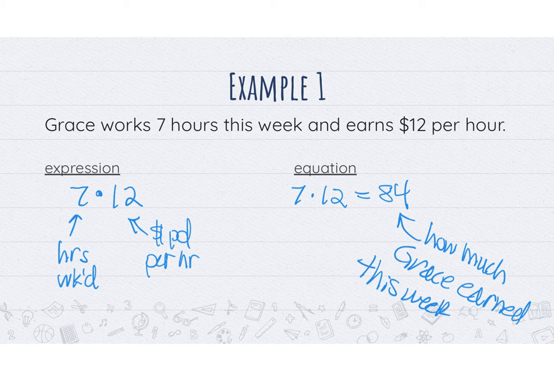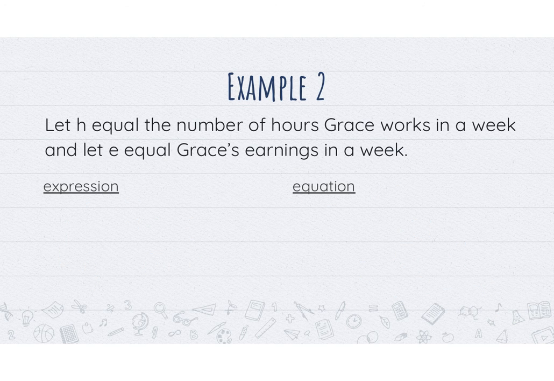So the difference is that the algebraic expressions and equations can be used to generalize or to represent this situation. But we want to see how to generalize that. So we're going to look at another example. So this is very specific to this particular week where Grace worked 7 hours. So what if we don't know what week it is and how many hours she worked? That's going to be generalizing our information, our example. So let H equal the number of hours Grace works in a week. And let E equal Grace's earnings in a week.